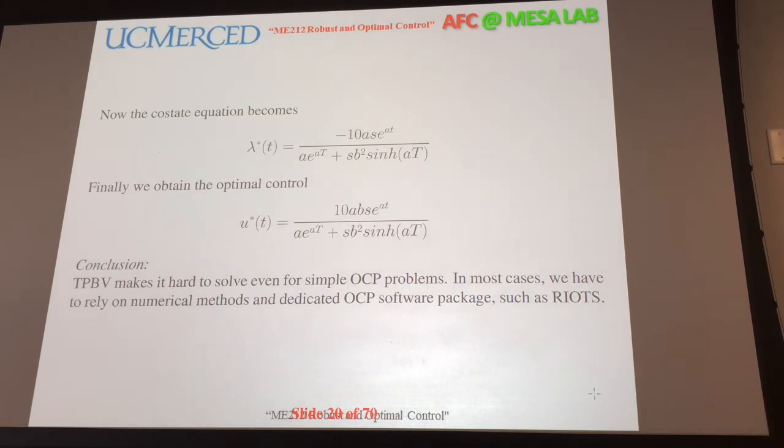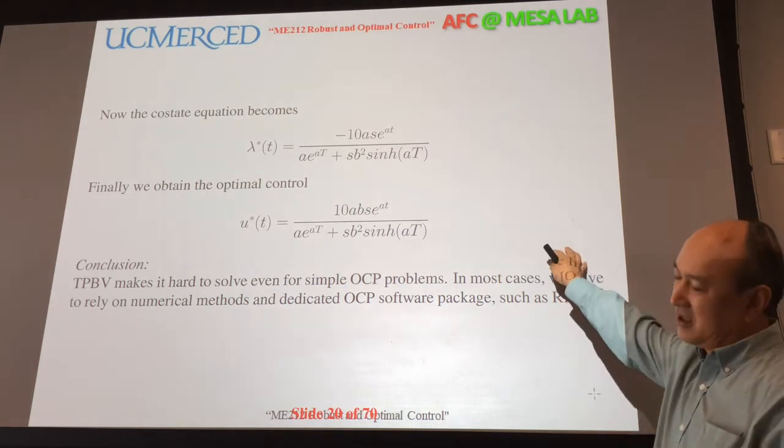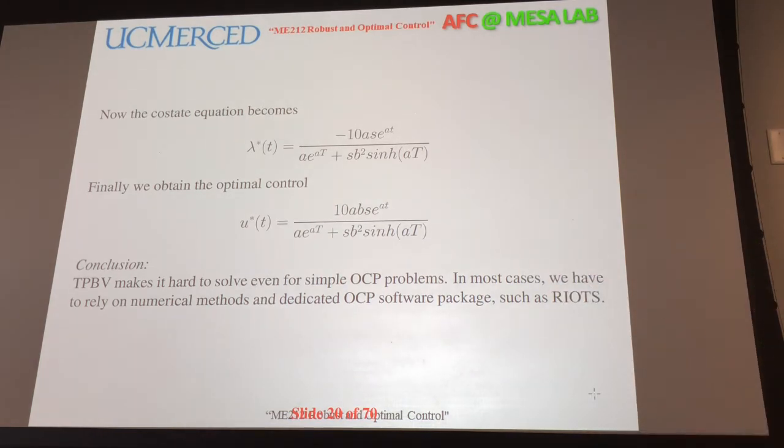Optimal heating. Even for this simplest trivial problem, we need to solve this two-point boundary value problem. Even for a very simple optimal control problem, in most cases we have to rely on numerical methods. So this one is an analytical method, okay? So we need to use numerical values.